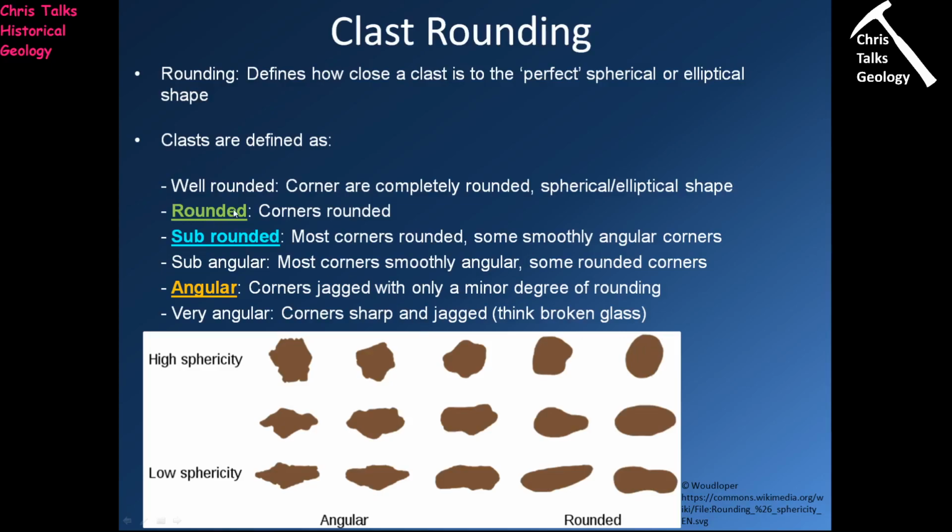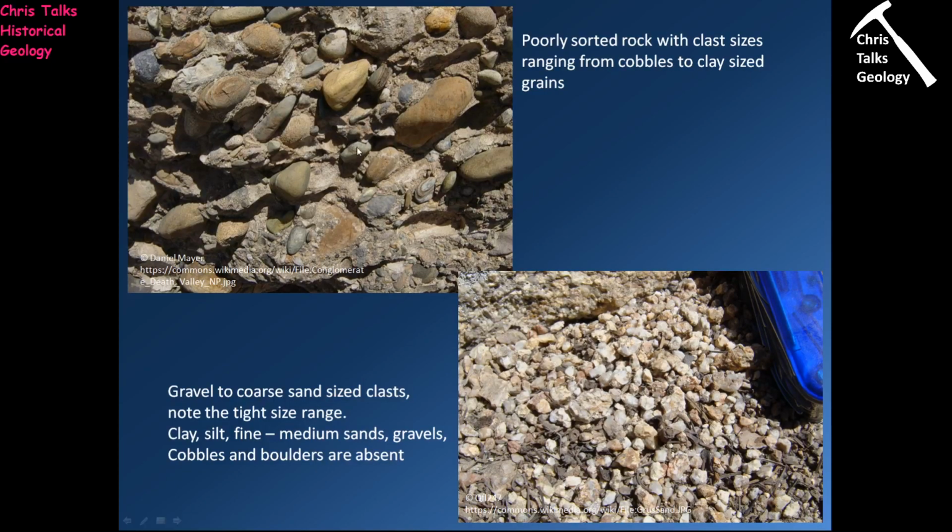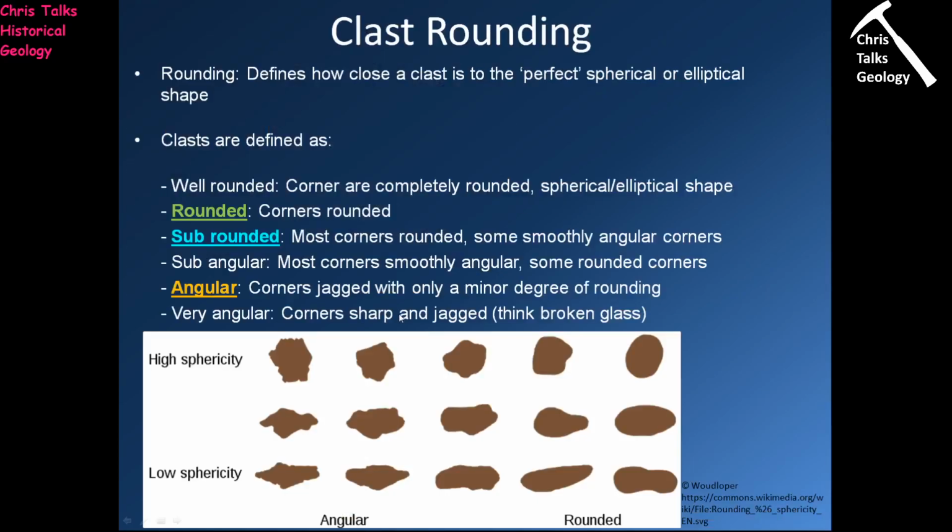Okay, so a rounded clast will have all the corners rounded off, so you'll have a nice smooth looking clast. These are reasonably nice examples of rounded clasts. You can see nice rounded corners all around here. The next grade down is the sub-rounded clast. In the case of a sub-rounded clast, yes, it has some rounded corners, like this one here for instance, but it also has some sharper corners. So we have rounded corners and sharper corners combined in one clast.